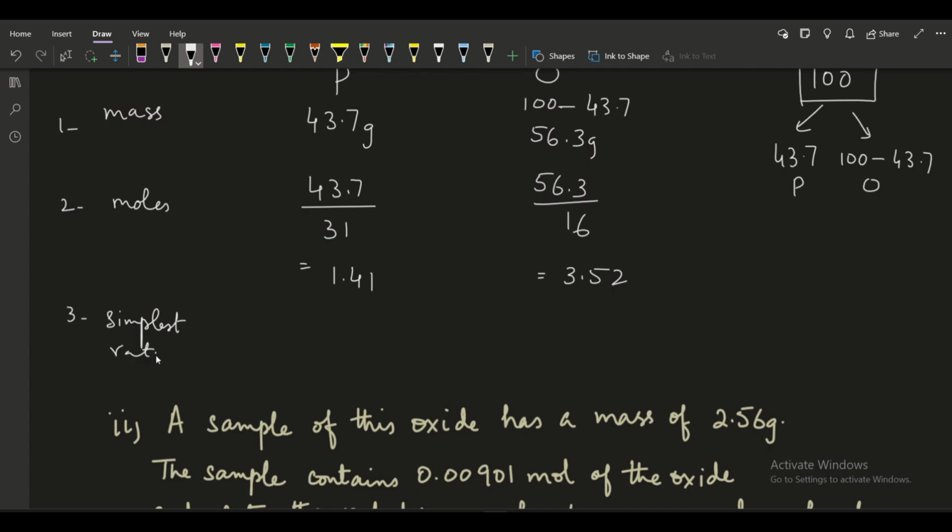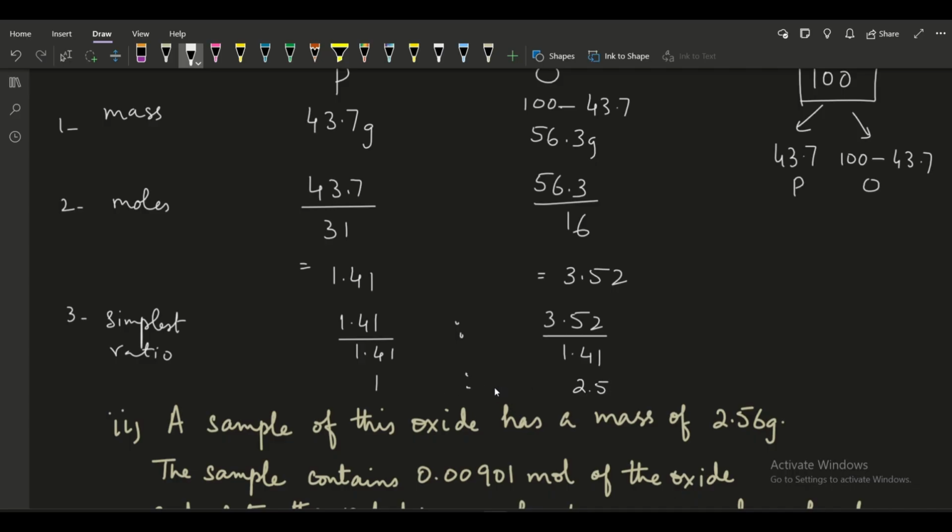Now the third step is that you have to find the simplest ratio by dividing with the smallest number. The smallest number is 1.41, so that means you will divide with 1.41. Now when you divide, you will get 1 for this one, and here you will get 2.5.